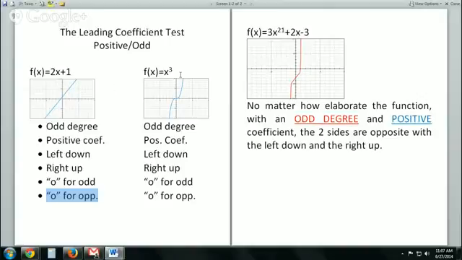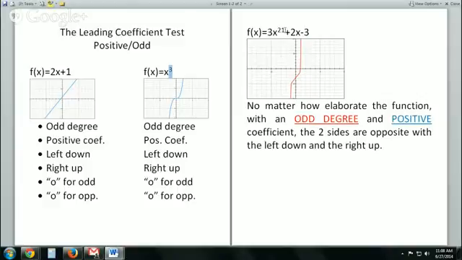Let's see if that's true with a little bit bigger one. Here I have an odd degree, 3 is an odd degree, and again a positive leading coefficient. So with an odd degree, I expect my sides to do opposite things, and they are. With a positive leading coefficient and an odd degree, the left side is pointed down. It's at the bottom of our screen. The right side is pointed up. It's at the top of our screen. Anytime you have an odd degree with a positive coefficient, the left will be down, the right will be up. The two sides will be opposite of each other.